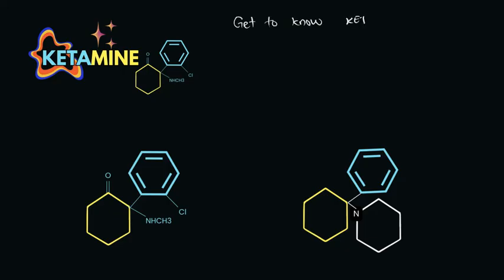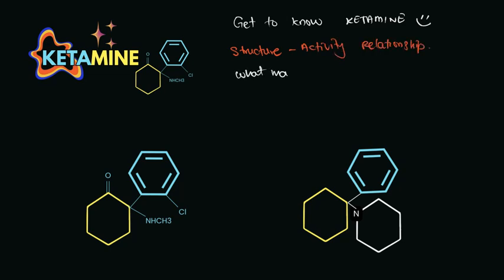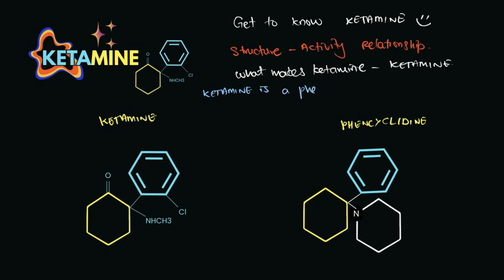So, let us get to know a little bit about ketamine. We'll start off with the structure-activity relationship. This is what makes ketamine, ketamine. So, what is ketamine? It is a phencyclidine derivative. On the left, you can see the structure of ketamine, and on the right, the structure of phencyclidine. What that means is that phencyclidine is the parent compound from which ketamine is derived.